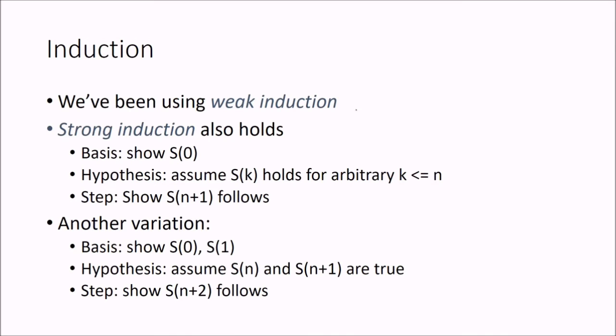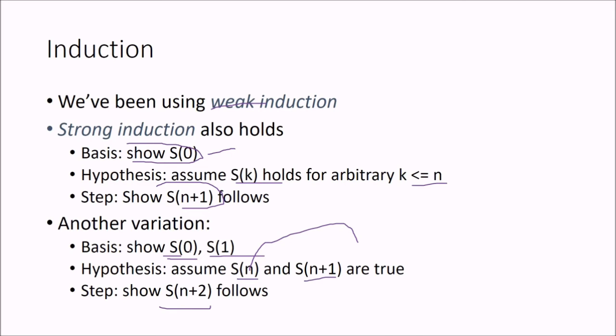So we have been using weak induction as of now, but strong induction also holds, that is, show S0, which means replace the value of the variable with 0, and just assume that Sk holds for any arbitrary k which is less than or equal to n, and show that for n plus 1, which means the next value, it follows. But there is another variation also. We show it not only for 0 but for 1 also, and we assume Sn and Sn plus 1 both are true, and once they are true, we can also show it for Sn plus 2 ahead. Means first we showed S0, then we assumed Sn and we proved that Sn plus 1 is coming.